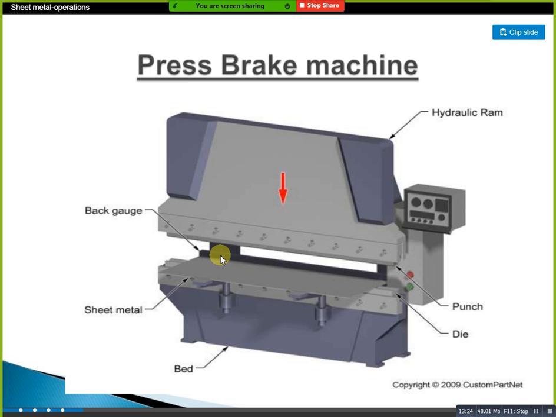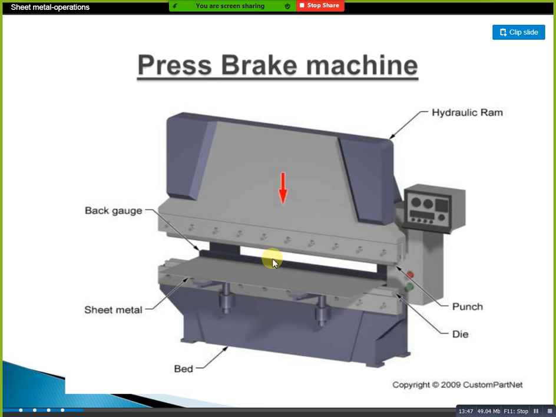This is our sheet metal, and at the same time this is our punch. However much sheet there is, that much punch is there. This we consider the male punch, and here you mention one groove also, which we consider the female die. This is the punch, and here you get one groove. Based on your punch profile you get the groove also. I will show that profile also.